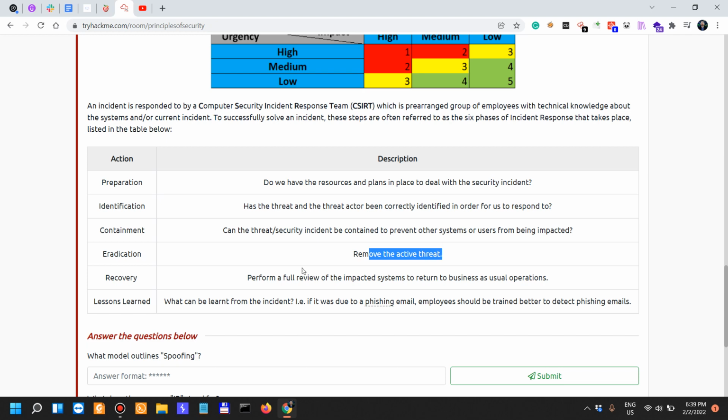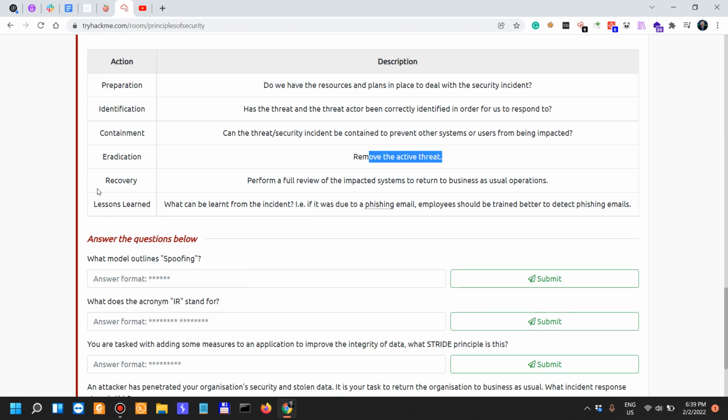Eradication, removing the active threat. Recovery, perform a full review of the impacted system to return to business as usual operations. What can be learned from the incident? If it was due to a phishing email, employees should be trained better to detect phishing emails. Phishing still happens in 2022.